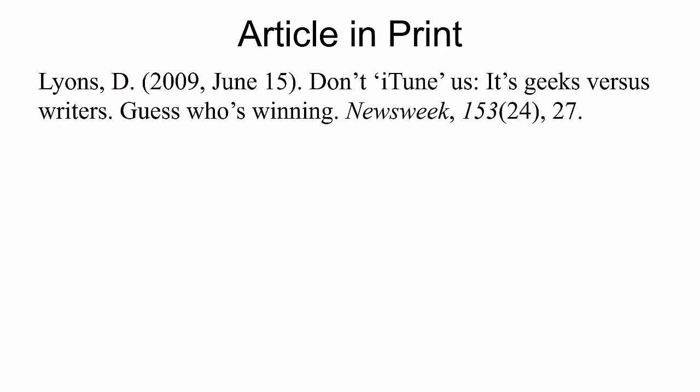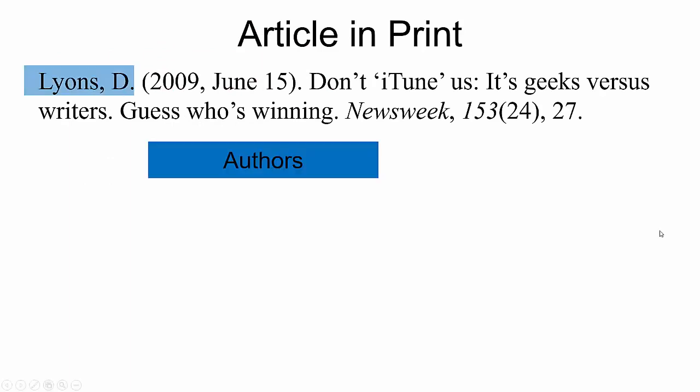Let's begin with an example of an article in print. In this example, there is only one author. The author format is last name, comma, first initial, comma, middle initial if it is provided. Next is the date within parentheses. Dates should contain all the information provided in the resource. This example has a complete date. The correct format is year, comma, month, day within parentheses.